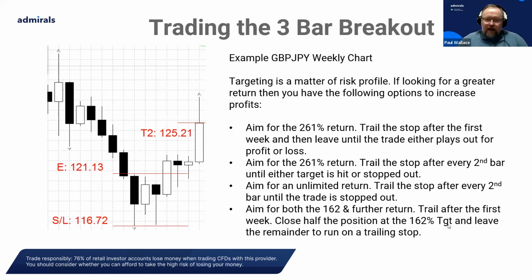Thank you. As I said, for some of you who particularly want to aim for an unlimited return, you can just trail the stop every second bar until the trade stops out. What might happen is you might find yourself at the start of a really good long trend and be able to run it and generate a good reward to risk. Or, as I was saying, another option is that you aim for the 162, the initial target, and close half the position at 162 and then leave the remainder to run on a trailing stop.